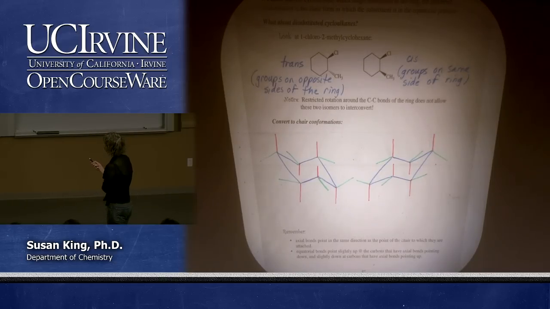So I want to say a couple things here. Axial bonds point in the same direction as the point of the chair to which they're attached. Equatorial bonds are slightly up, and we already said that. You have to be careful here. Now, if we're just having one substituent, you don't need to draw all these bonds, right? So don't waste your time doing that on the test. You only have to draw them on the actual carbon that has substituents.